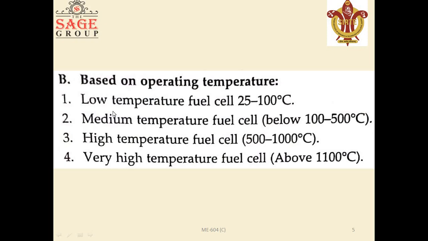And based on the operating temperature, there are low temperature, medium temperature, high temperature and very high temperature fuel cells, and all the temperatures are also defined here. You can see that the low temperature fuel cell works at 25 to 100 degrees centigrade, and the medium temperature fuel cell at 100 to 500 degrees centigrade. This is not below. And the high temperature fuel cell is 500 to 1000 degrees centigrade, and the very high temperature fuel cell is above 1000 degrees centigrade.